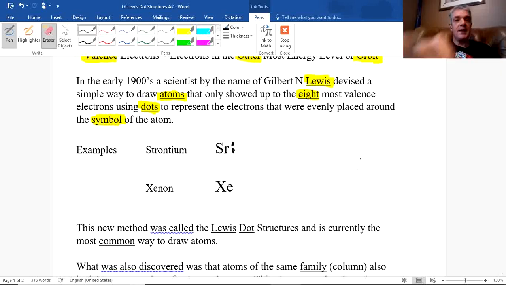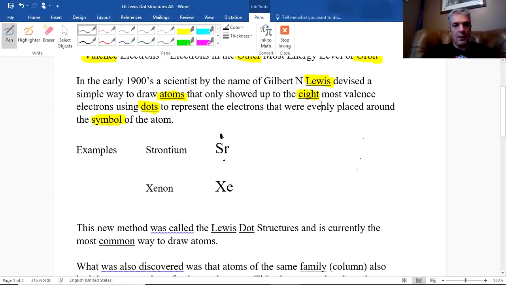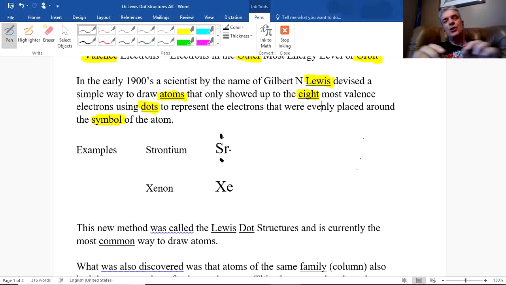Sometimes we even see scientists write them like this, where they write 1 on the top and 1 on the bottom. It's really not that important where they are. The important thing is that you have 2, and usually they're kind of evenly spaced around the symbol to represent that even spacing that would be used in an atom if it were in an orbit. We would have them evenly spaced around the energy level.